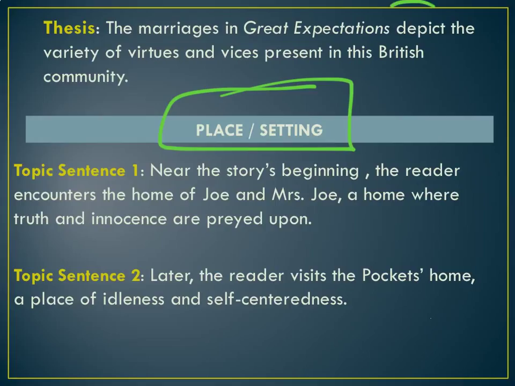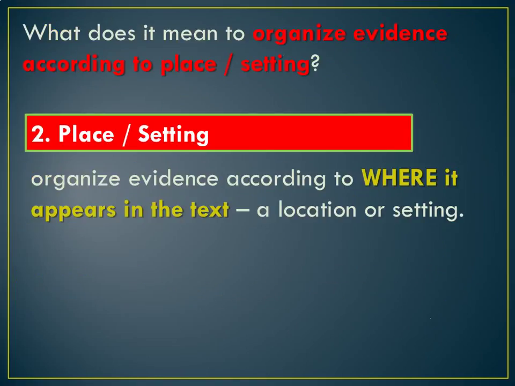And so I'll show you how that's done in these particular sentences. All it means to organize your evidence according to place or setting is that now, instead of organizing it according to when it happens, which is chronology or time, you're going to organize it according to where it happens in the text. So what specific location, what specific setting did the evidence happen in?